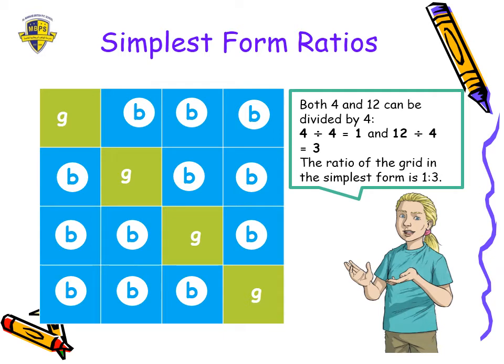Good. Yes, we can say this is 1 to 3, and we call this the simplest form. How, without drawing, how can we find the simplest form? 4 to 12. Okay, we have to think of a number. We can divide it by 4 and by 12 at the same time. What is this number? Good, 4. 4 itself. 4 divided by 4 equals 1, and 12 divided by 4 equals 3. So this is 1 to 3.